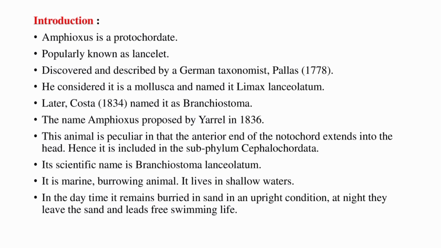Introduction. Amphioxus is a protochordate. It is popularly known as lancelet. It was discovered and described by a German taxonomist, Pallas. He considered it as a mollusca and named it Limax lanceolatum. Later, Costa, 1834, named it as Branchiostoma. The name Amphioxus was proposed by Yarrell in 1836.